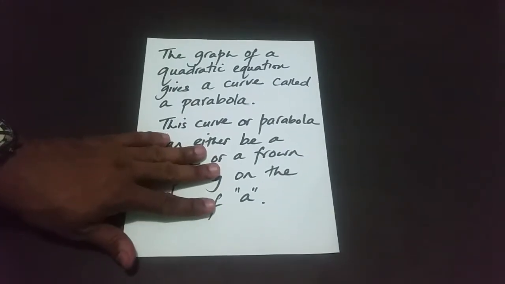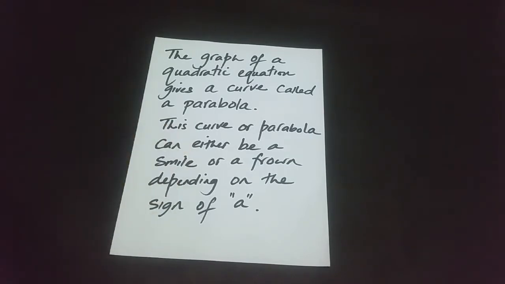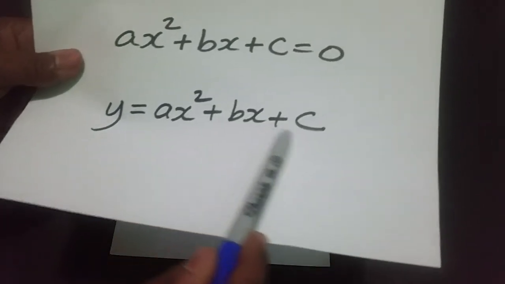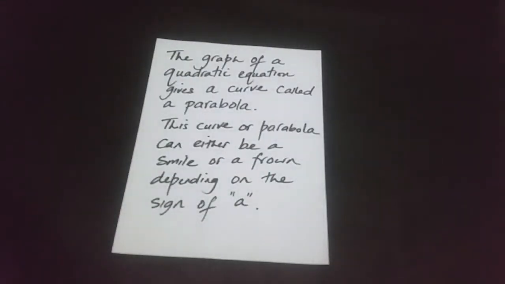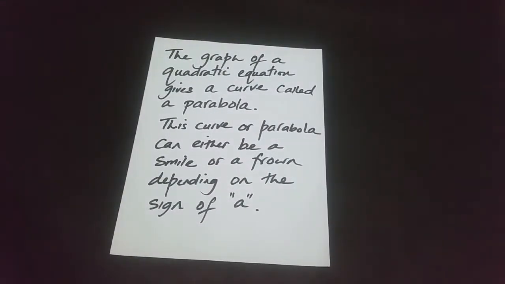Okay, now first and foremost, it says here the graph of a quadratic equation gives a curve called a parabola, and you're going to see very soon what we mean by that. When we're talking about the graph of a quadratic equation, again, we're talking about this equation where we have the x variable and the y variable. So the graph of a quadratic equation gives a curve called a parabola.